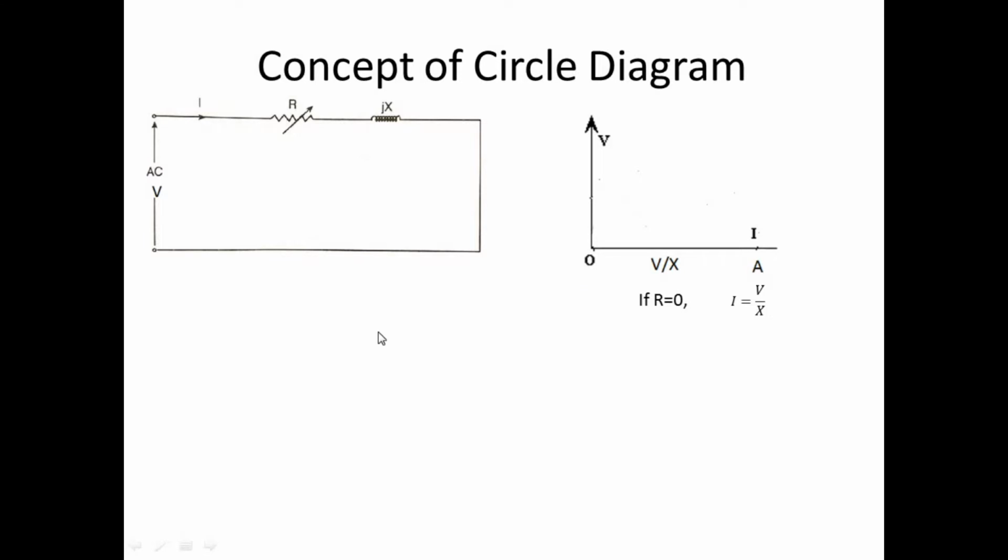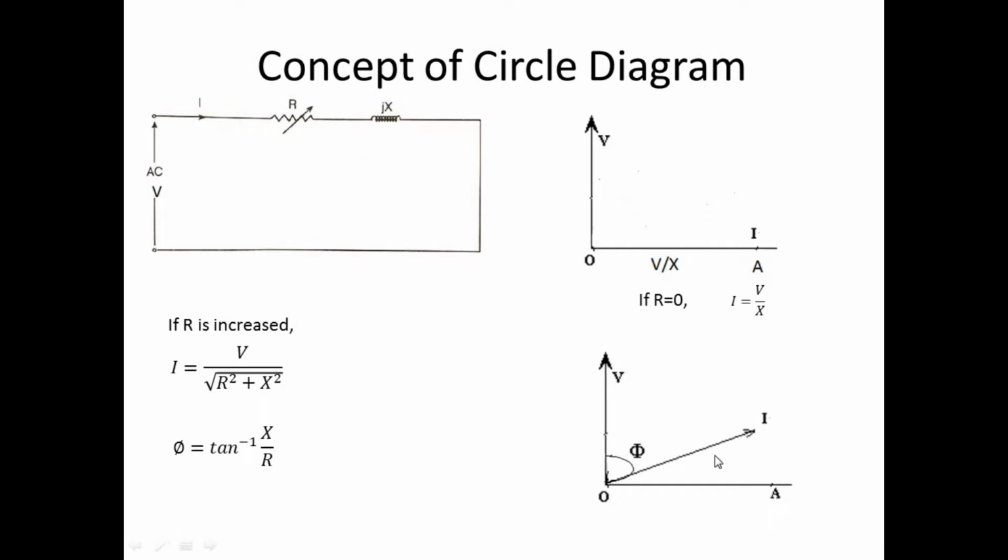And suppose we are now increasing the R. When R is increased, the current will be V by root of R square plus X square. So, the magnitude of current will be decreasing when R is increasing. And there will be a phi also, tan inverse X by R, since it is an RL circuit. So, the phasor will become like this. I is now shifted towards V by an angle phi. This is the angle phi and the length of I is reduced. If you keep on increasing R, the length of I will be decreasing and phi is reducing.